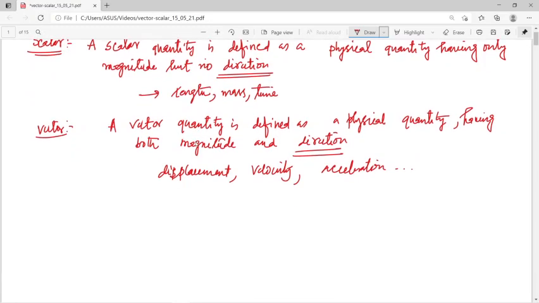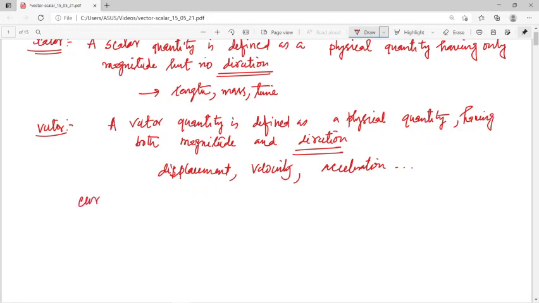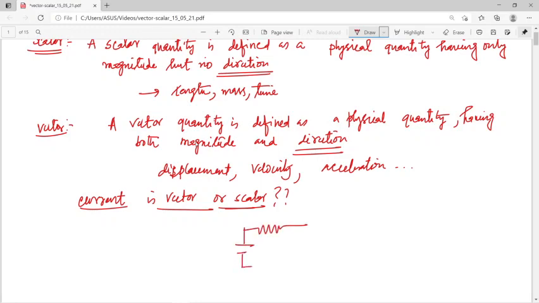But can you tell me whether current is vector or scalar? What do you think? Scalar. Why? Because it has a magnitude as well as direction. So it has no direction. Why? Because it has direction. Because when we define some resistors and give some battery, a current will be flowing in this particular direction.